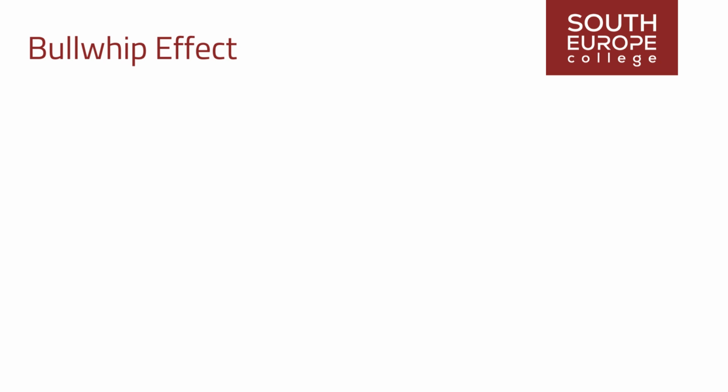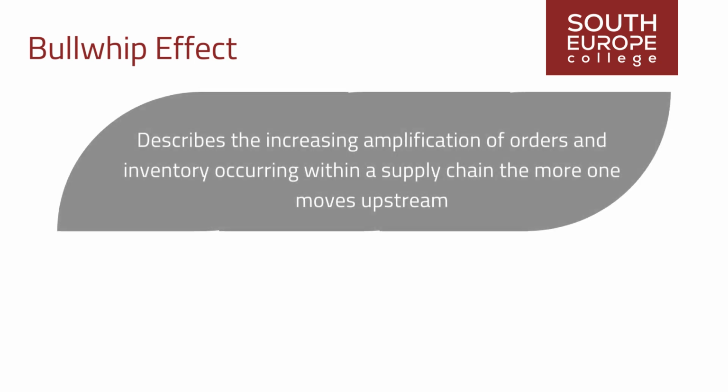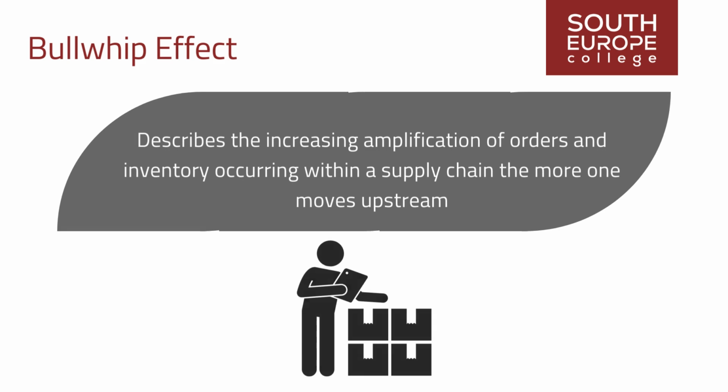The bullwhip effect describes the increasing amplification of orders and inventory occurring within a supply chain the more one moves upstream. Surprisingly, this phenomenon also occurs even if end item demand is fairly stable. The total demand can lead to large fluctuations in demand from the retailer up the supply chain through the wholesaler, distributor, manufacturer, and raw material supplier. This is known as the bullwhip effect.